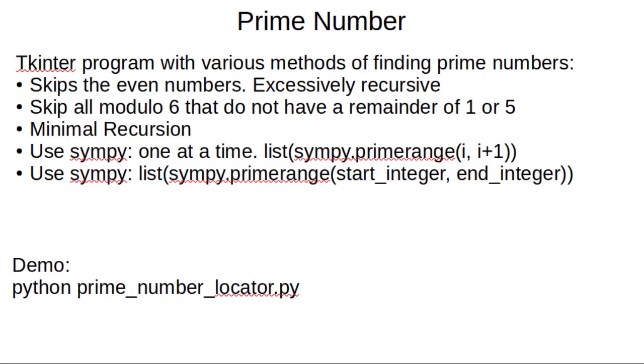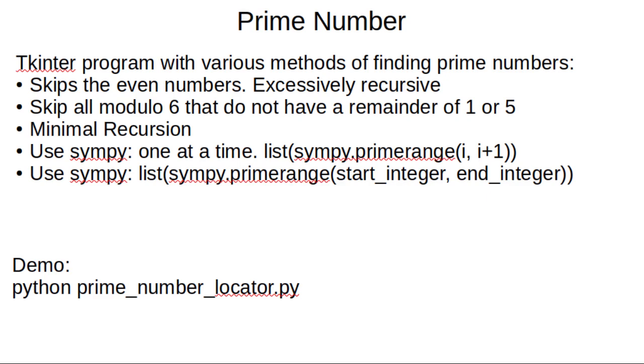Okay, and then my last little one is playing with prime numbers. I wrote a little prime number locator as a Tkinter program many years ago, actually, and some of it was more just a way of testing different CPU speeds. So I just knew that if I ran it on this computer, it took this long. Ran it on another computer, it took so long, and gave me just a rough idea of how fast it was. So my little program has different ways of finding prime numbers.